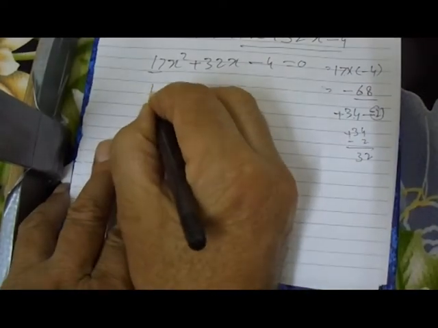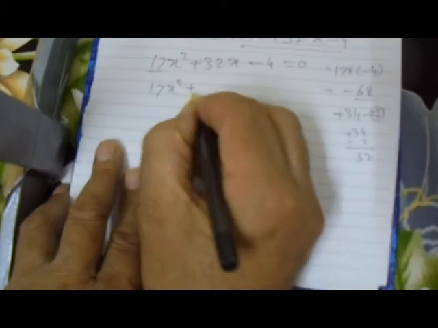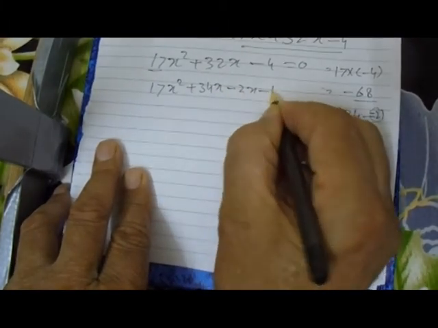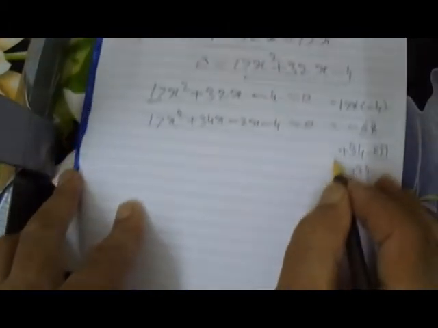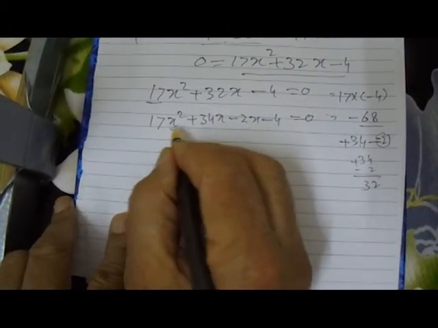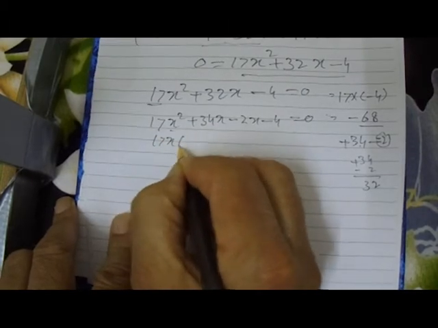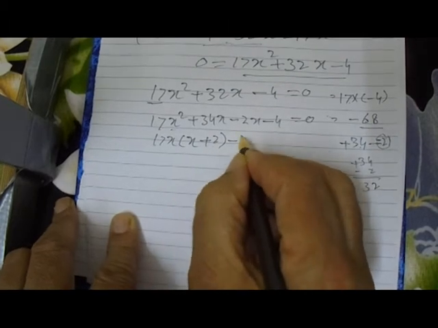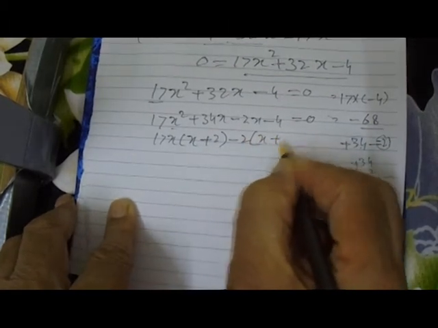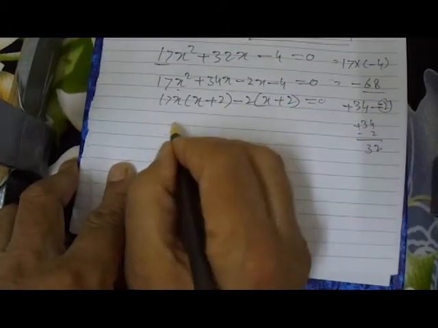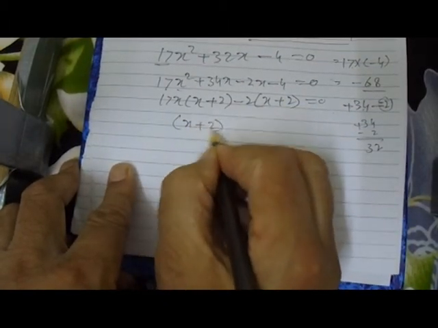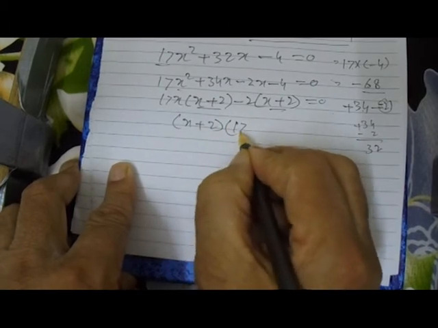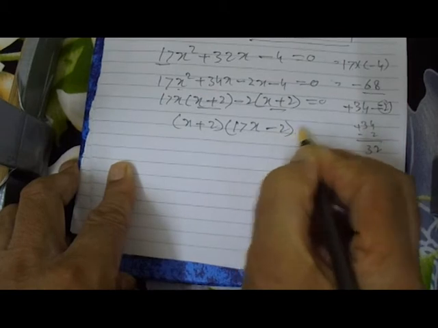Now we write here 17x square plus 34x minus 2x minus 4 is equal to 0. Now we take 17x common from the first two terms, we write here x plus 2, and minus 2 common from the last two terms, x plus 2 is only here. We take x plus 2 as a common factor, and we write the remaining 17x minus 2 is equal to 0.